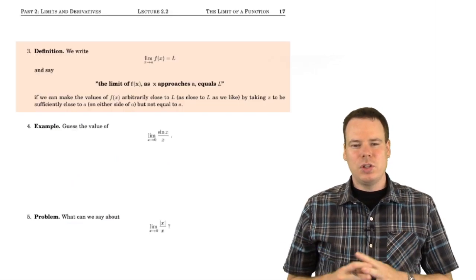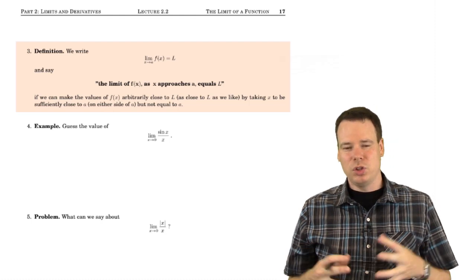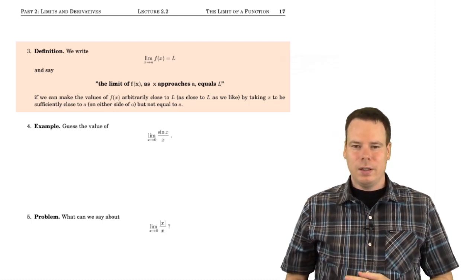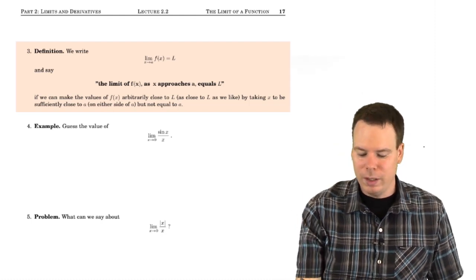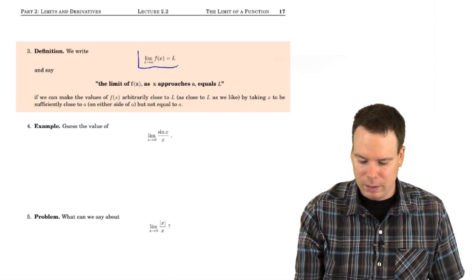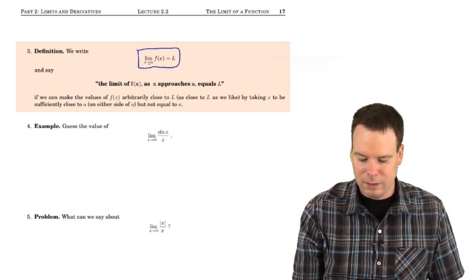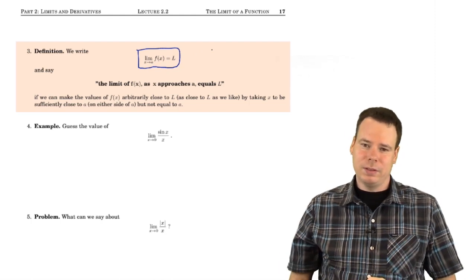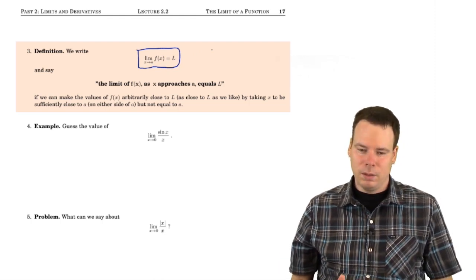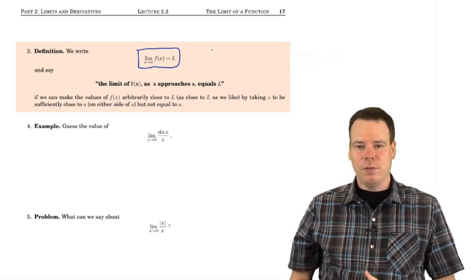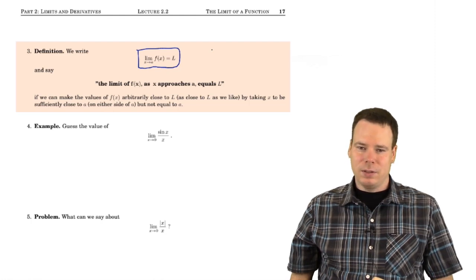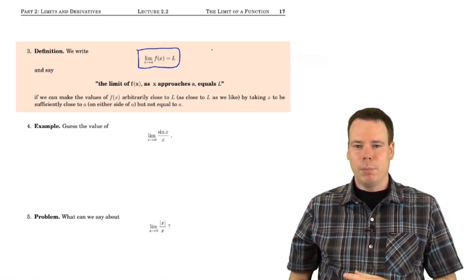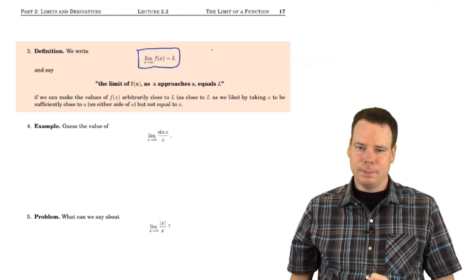So we got this sort of intuitive idea of what a limit is. It's sort of what the function's doing around the point you're interested in. Let's give it a more precise definition. So we write LIM, underneath it, x arrow a, of f of x equals L, and we read it as the limit of f of x as x approaches a is equal to L, precisely when we can make the values of f arbitrarily close to L as we like, by taking x sufficiently close to a from either side, but not necessarily equal to a. So what does that mean?